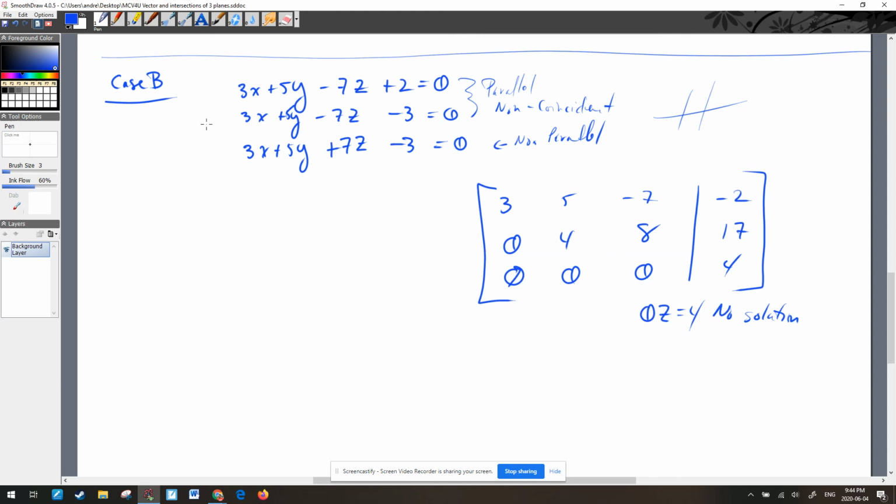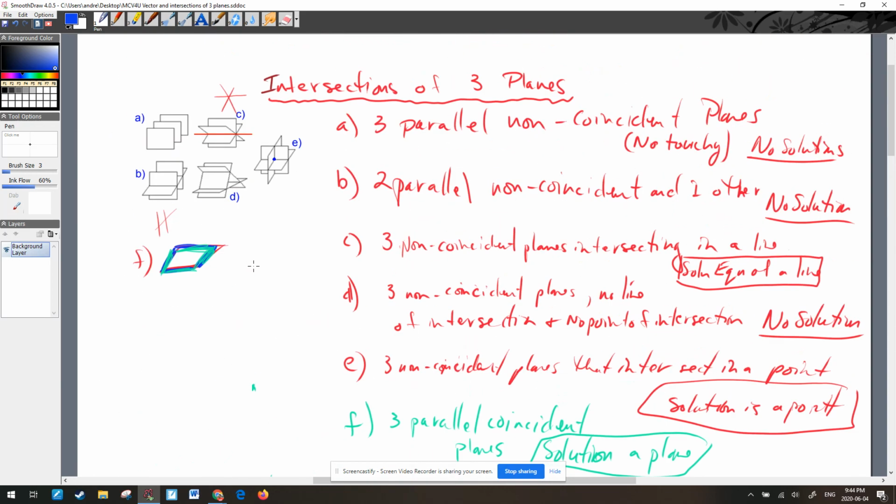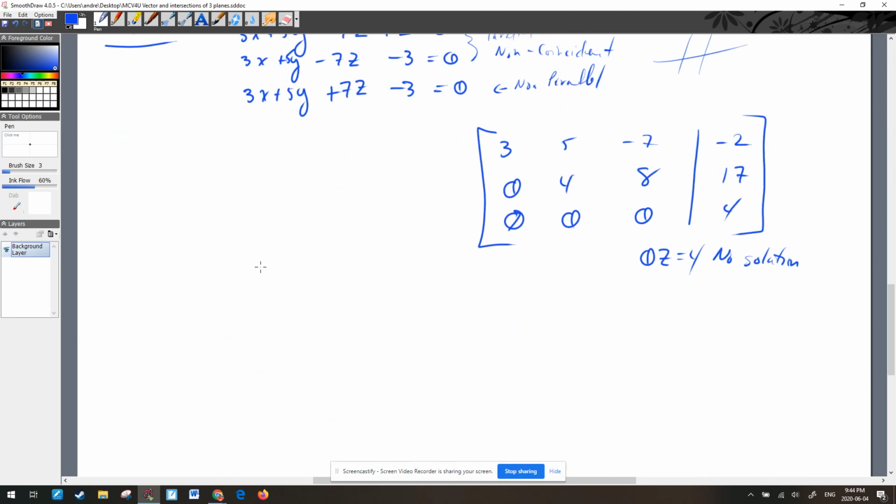Case B would have to have two normals that are identical with different D values, and then another row. What's the next case? Case C, I guess, comes after B. All right, that's that one. All right, so case C. So this is an interesting one. Case C. None of them are parallel, right?